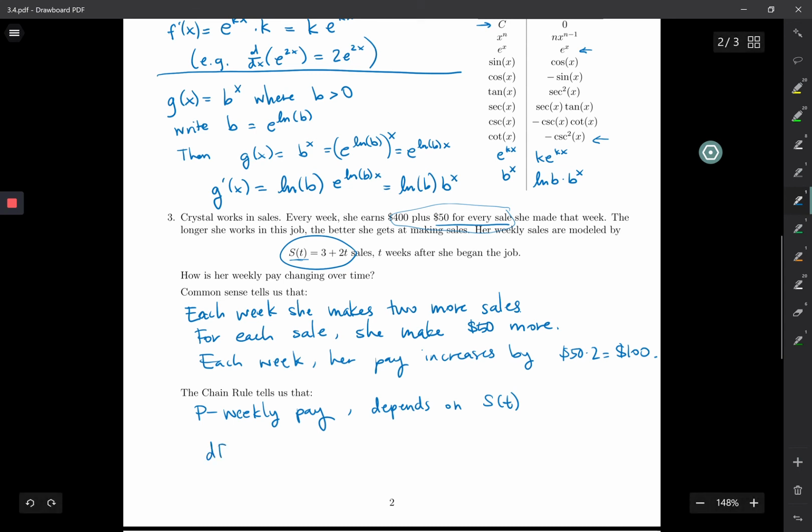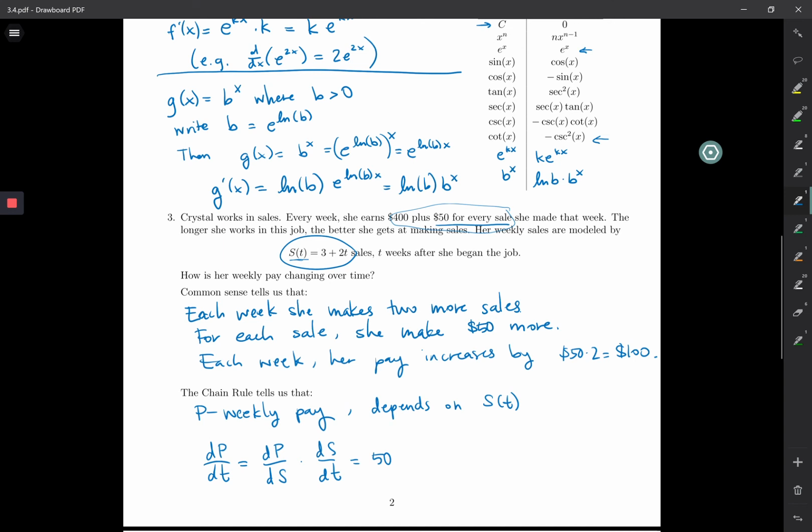And so what we get, using the chain rule, is dP/dt is equal to dP/dS, right? And then times dS/dt. And dP/dS, that's how her weekly pay is changing with respect to the sales. Okay, so that's what this notation indicates, right? So her weekly pay is increasing by $50 for every sale that she makes. So that's where we get our 50 from. And then her sales are increasing.